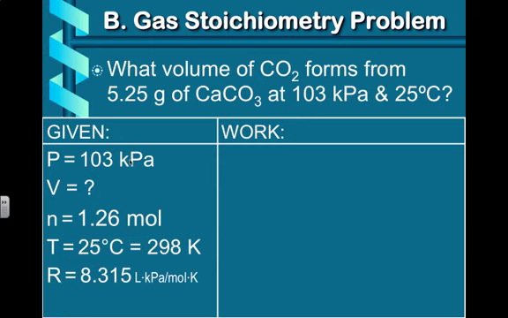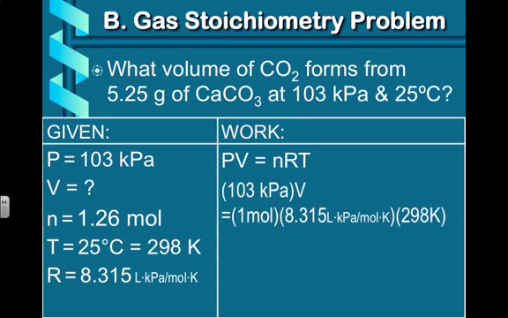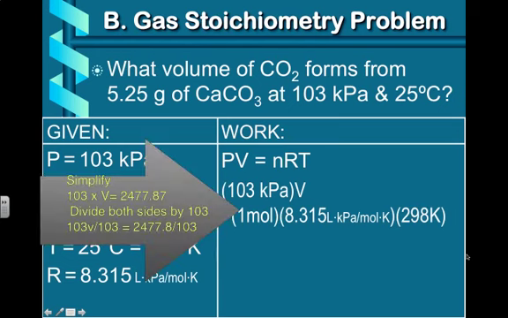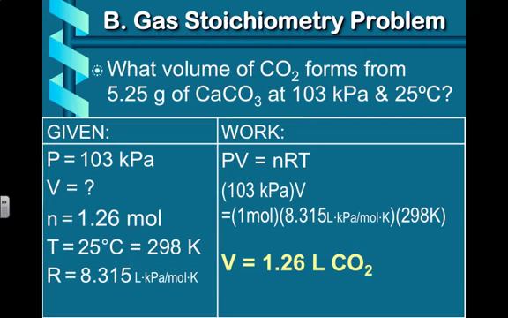All right, so now I have all the information that I need, so I just plug and chug. P is 103, volume is unknown. I'm just plugging all the numbers that I know in. And after I solve it, I'm going to get 1.26 liters of carbon dioxide. All right, so let's do another problem.